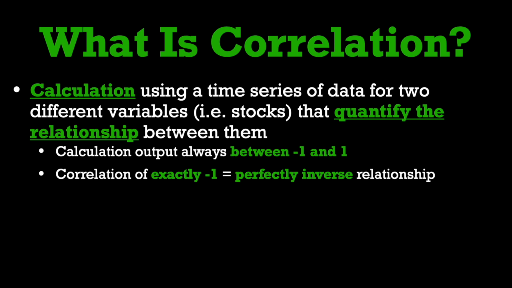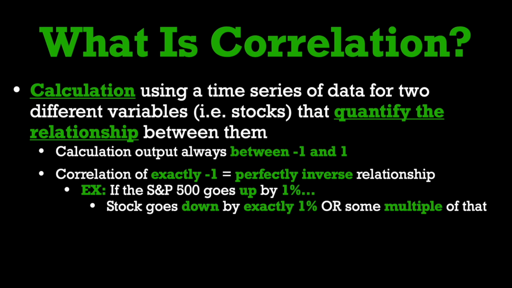And then conversely, if the output of these correlation calculations is exactly -1, that means the two things have a perfectly inverse relationship. In which case, if the S&Ps went up by 1%, then some stock with a correlation of exactly -1 would move down by exactly 1% or some multiple of that. But again, you'll never find a stock that has a perfectly inverse relationship with the S&P 500. So once more, the closer you get to a correlation of -1, the more those two things will move in an opposite fashion to each other.